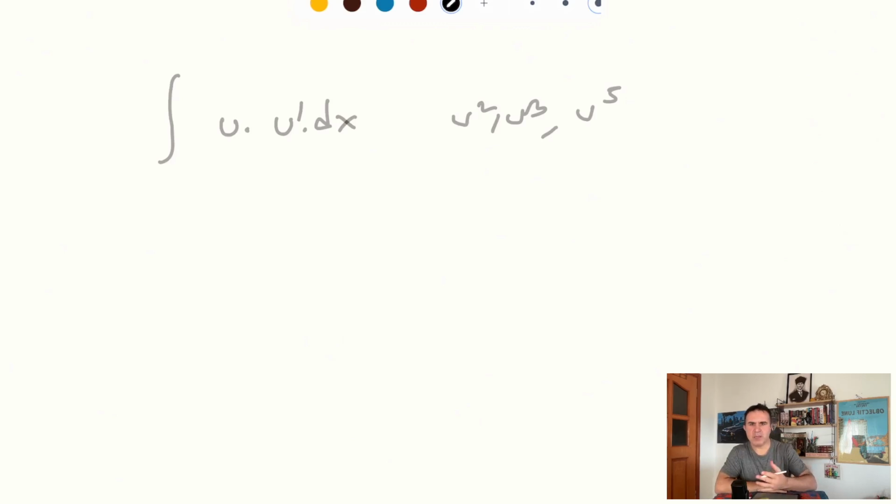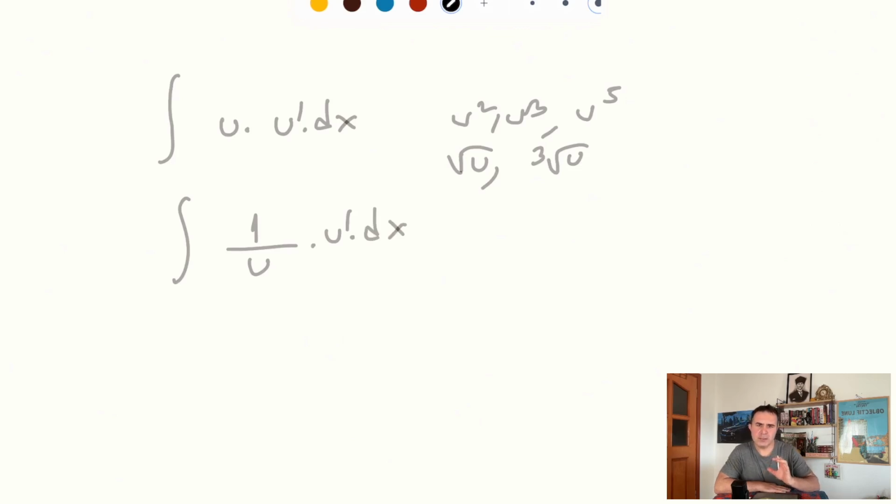Or it may be inside a root, for example, square root of u or cube root of u. And it may also be in the denominator of a rational function. For example, the function may be 1 over u times u prime dx. What truly matters is that the derivative of that function is multiplied by dx, which allows us to apply substitution here.